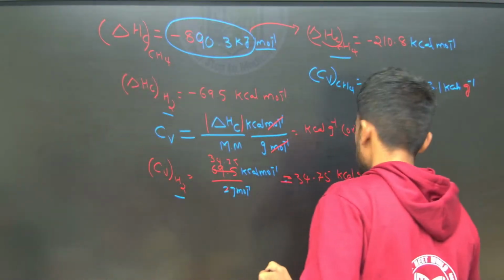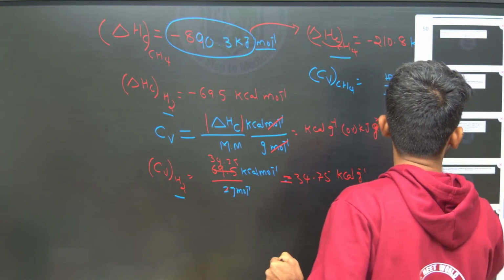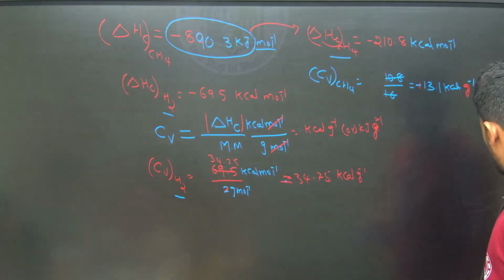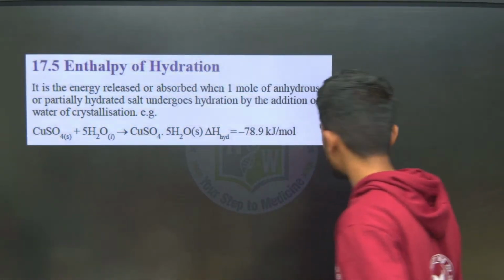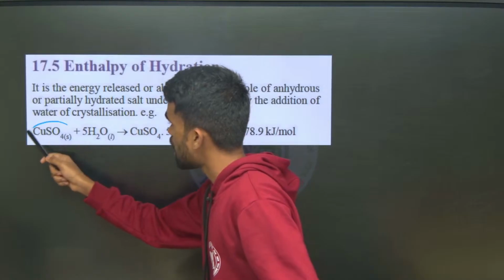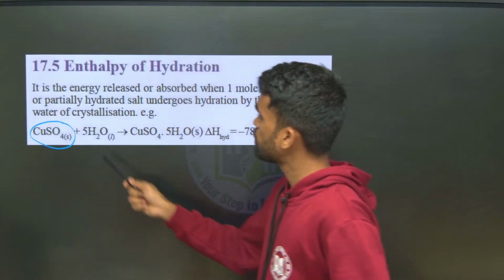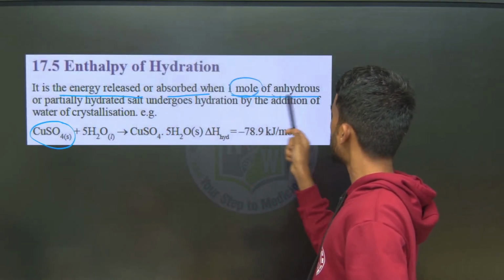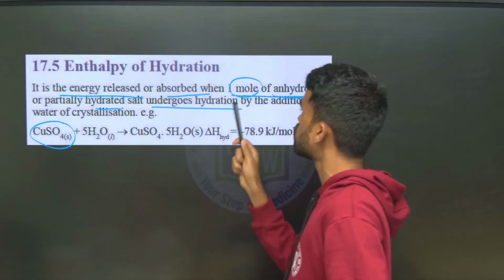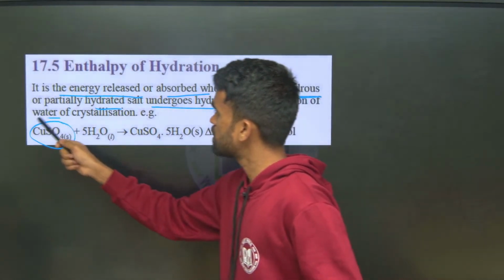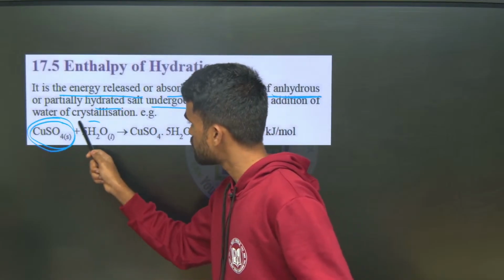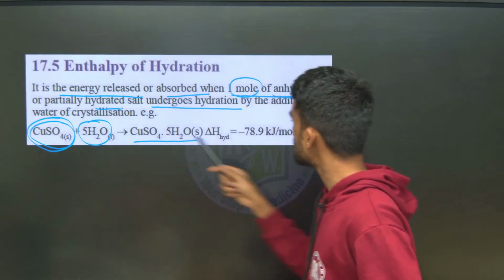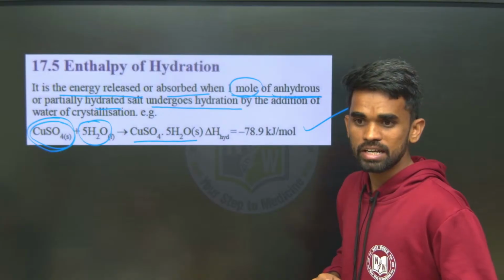Okay, so this is the present trending topic. Next, we can go with other discussions here. Enthalpy of hydration. So what does it mean? For a particular salt or whatever substance we have, when we hydrate it, the energy released or absorbed when 1 mole of anhydrous or partially hydrated salt undergoes hydration. It means for this CuSO4 we are adding some water to form its hydrated compound. During this process, the energy released is called hydration energy.